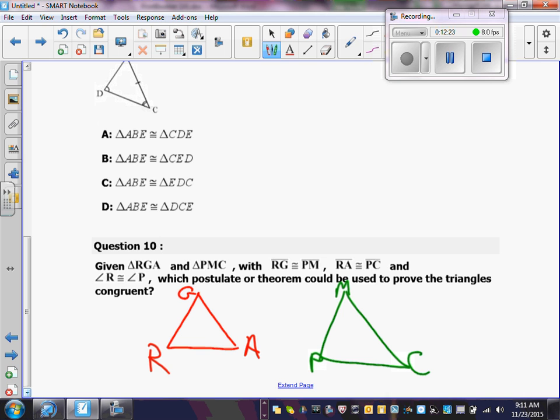Okay, then it says RG is congruent to PM. It's given here, right? Then RA is congruent to PC. Then angle R is congruent to angle P. So when you mark it, you can easily see this is going to be a side, an angle, and a side.